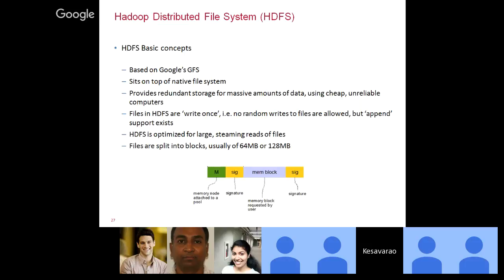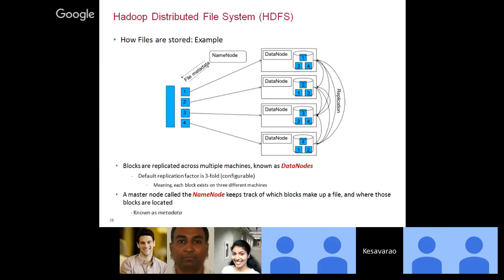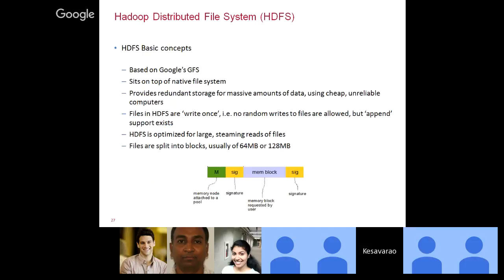HDFS is optimized for large streaming reads of files. So basically, as I told you, HDFS is built to handle the processing of large streaming feeds of files, so it can easily handle any regular things. Look at this, I actually want to mention this one. Files are split into blocks automatically. That's one of the important things of HDFS. When you put a file, some data, onto the HDFS platform, it's automatically split into blocks.